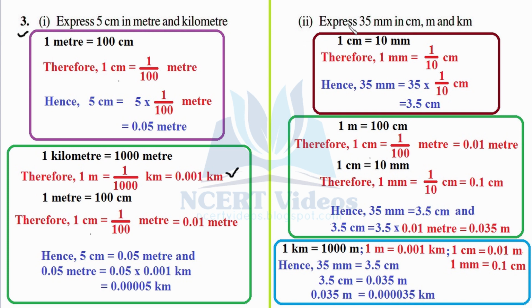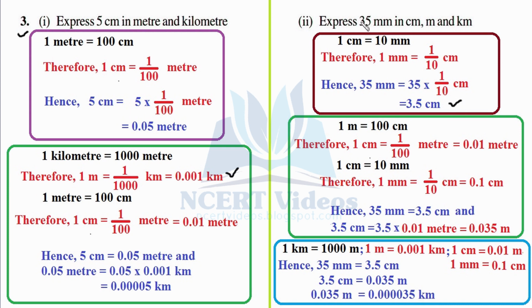Now second, express 35 millimeter in centimeter, meter and then kilometer. So this is the conversion factor. 1 centimeter equal to 10 millimeter. Therefore, 1 mm will be 1 over 10 centimeter. Simply unitary method. Hence 35 will be multiplied with this. So you write 35 by 10. Placing the decimal after 1 digit towards left hand side, this is your 3.5 centimeter.